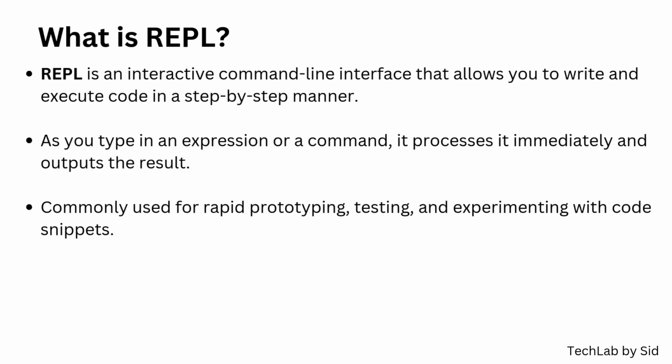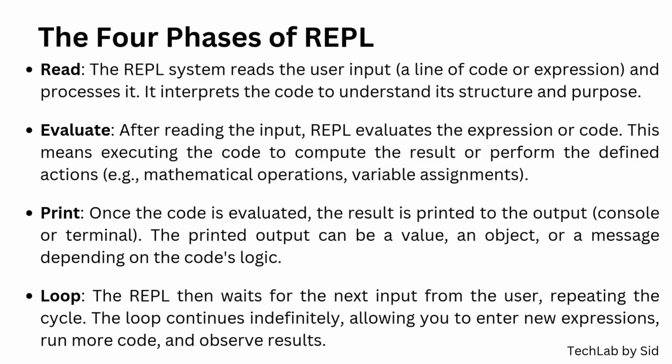REPL is a tool that allows you to write and execute code line by line in an interactive command line interface. When you enter code into a REPL environment, it immediately processes and executes it. This immediate feedback is especially useful when you want to test small snippets of code or troubleshoot issues in real time. It's designed to make experimenting with code quick and easy, without needing to run full programs. Popular languages like Python and JavaScript provide REPL environments by default, which makes it easier for developers to interact with their code efficiently. Now, let's break down the 4 essential phases of how REPL works.